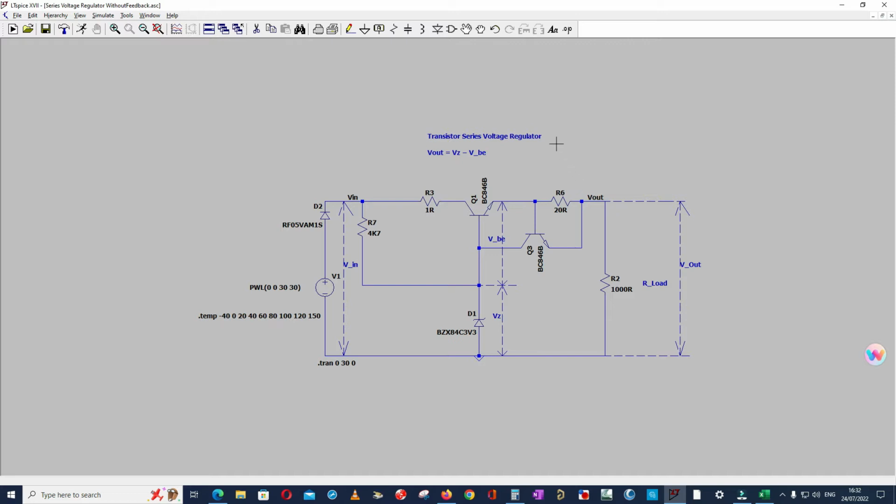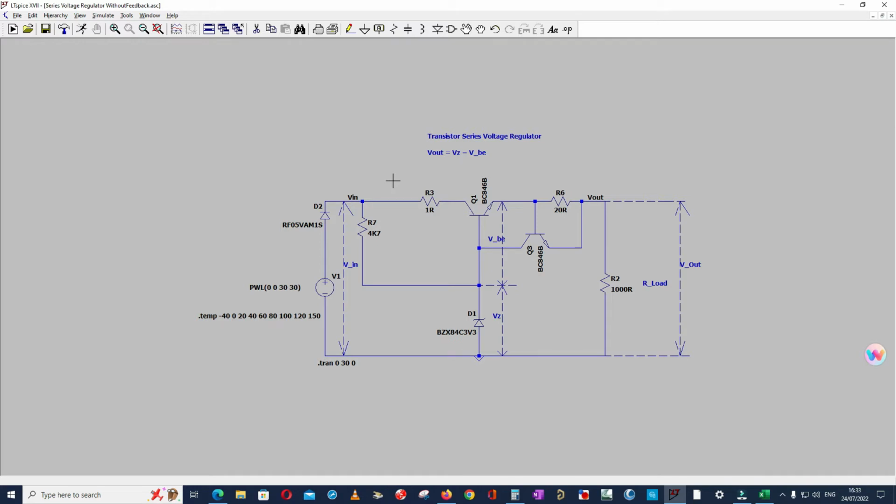This is called a series voltage regulator because this BJT Q1 is connected in series with the load. That is the reason why it is called a transistor or BJT series voltage regulator, because this transistor is regulating the constant output voltage, and it is connected in series with the load. If this transistor Q1 is connected across the load, or in parallel with the load, then we call it a transistor shunt voltage regulator.